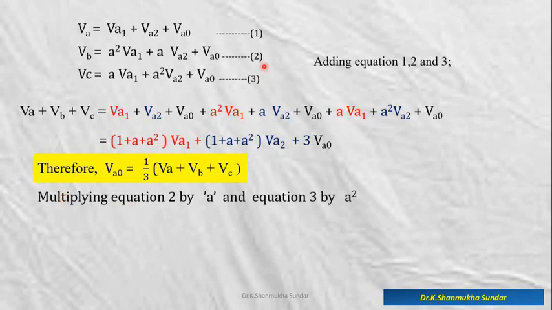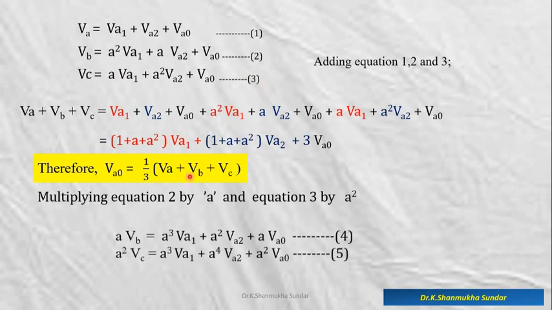Now multiplying equation 2 by a on both sides, and multiplying equation 3 by a square on both sides. When you do that, with equation 2 by a and equation 3 by a square, the resultant equations we get are like this. Now you see a Vb, so a into a square is a cube, then a into a square Va2, then a Va0. Similarly this equation is multiplied with a square Vc. So this is the resultant equation, we got it, 4 and 5.